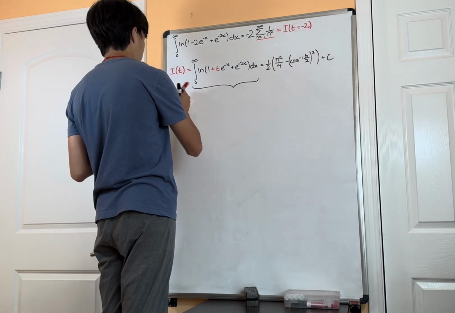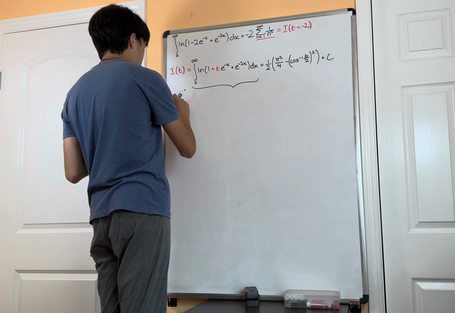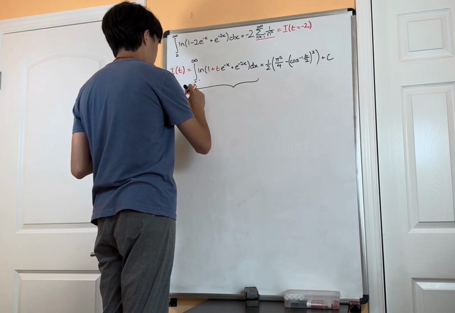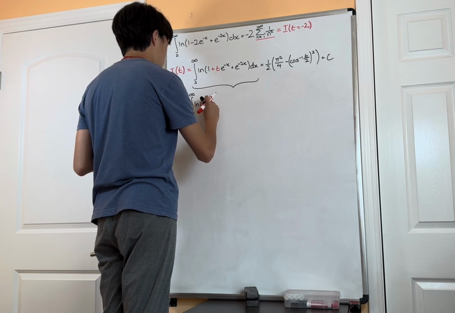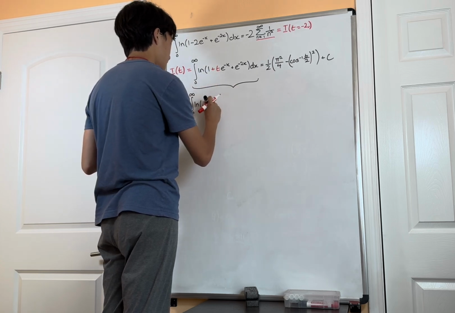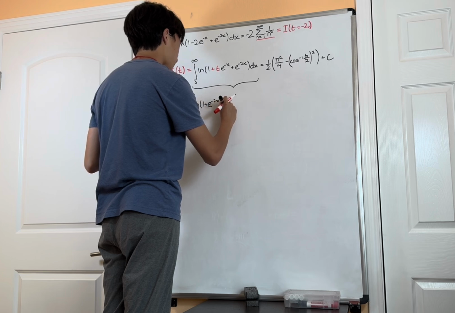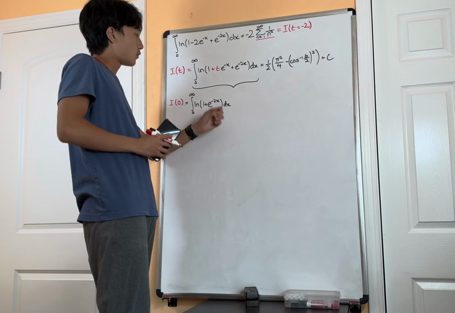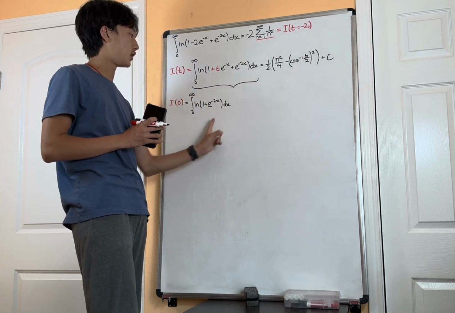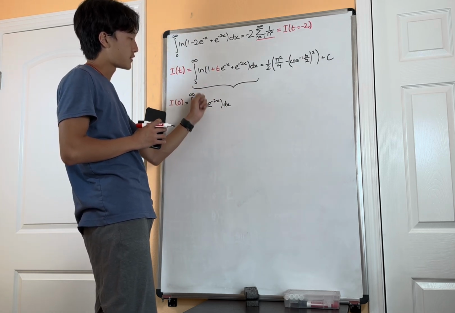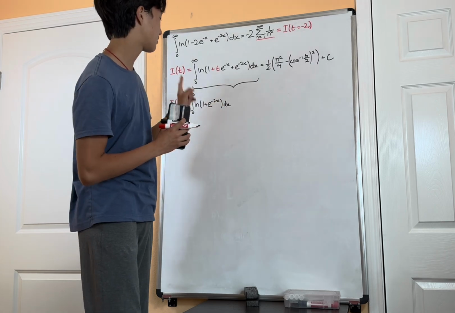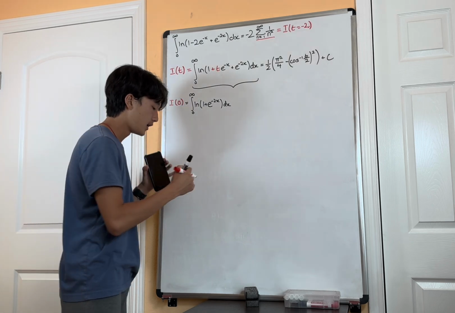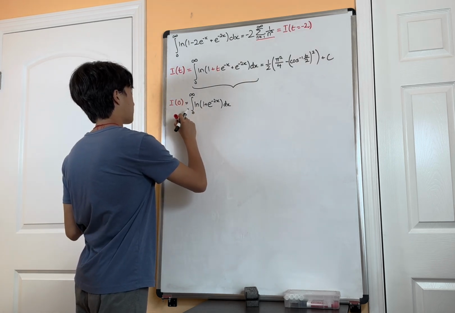So observe that I of 0 is just the integral from 0 to infinity of the natural log of 1 plus, and this middle guy disappears, so it's e to the negative 2x. Well, hey, that almost looks like what we got earlier, right? Except there's a positive here, and there's this 2x up top instead of an x. But we can change that pretty easily. Not the positive, but the 2x we certainly can, because we can make a substitution.